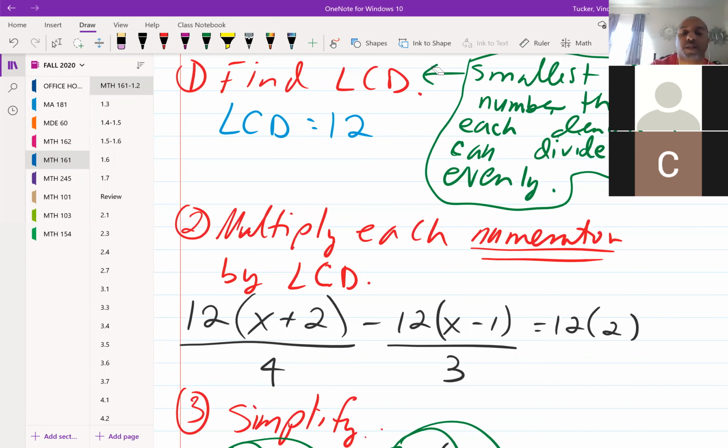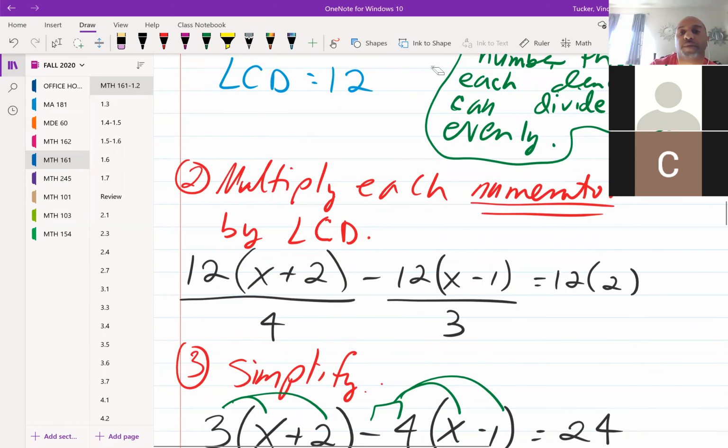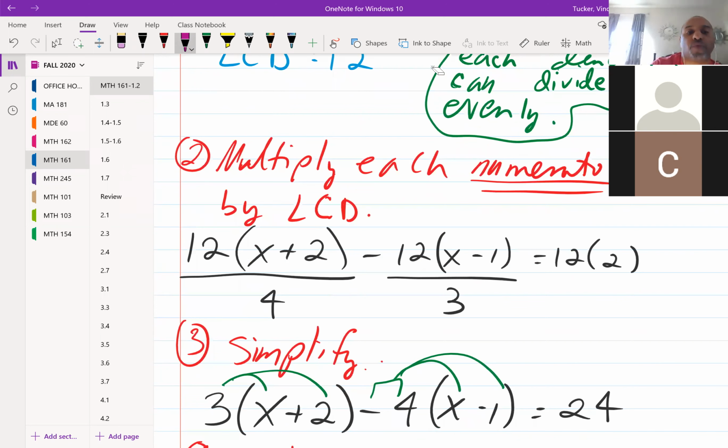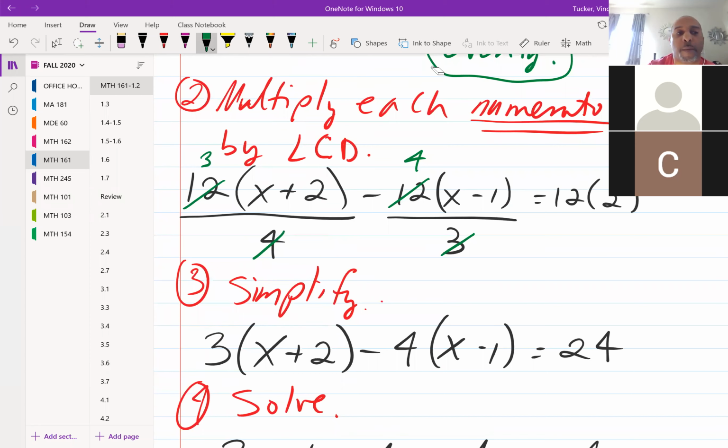All right. Next step is to simplify. And so what we mean by that is that 4 is going to divide into 12 and leave you with 3. 3 will divide into 12 and leave you with 4. And that will leave you with 3 times x plus 2 minus 4 times x minus 1 equal to 12.